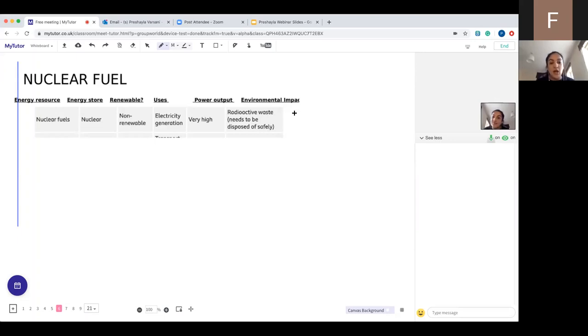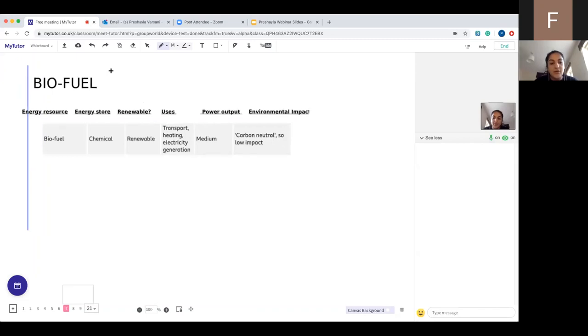So there is going to be a lot of radioactive waste that comes from the decommissioning of this nuclear plant, and it needs to be disposed of safely. But the way that we do that is by burying it underground in big kind of metal vaults. Again, not very cost effective, and we're running out of space. So the environmental impact again is quite bad for nuclear.